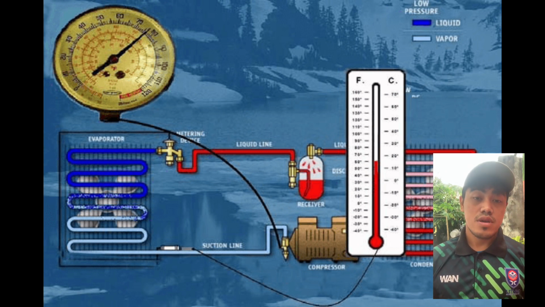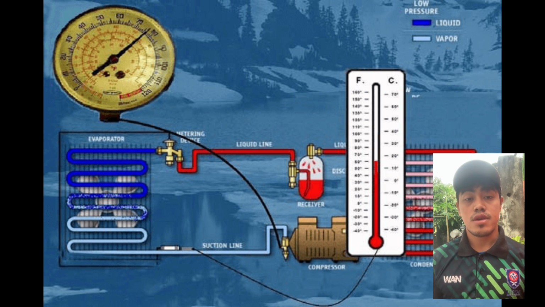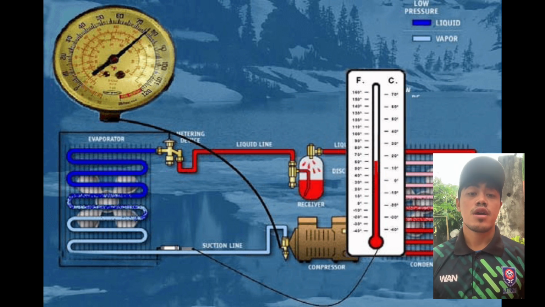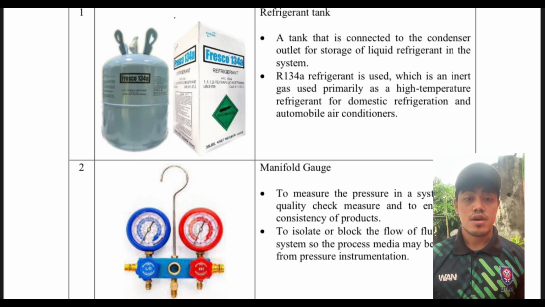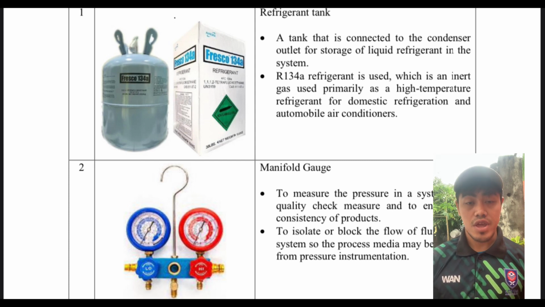Now I will proceed to the equipment and tools for this practice and the SOP for this practice. There are a few pieces of equipment in this task. The first one is the refrigerant tank, which holds R134A refrigerant. It is used to connect to the condenser for storage of the free refrigerant in the system. The second one is the manifold gauge. It is used to measure the pressure in the system, to ensure the consistency of the product, and also to isolate or block the fluid in the system.